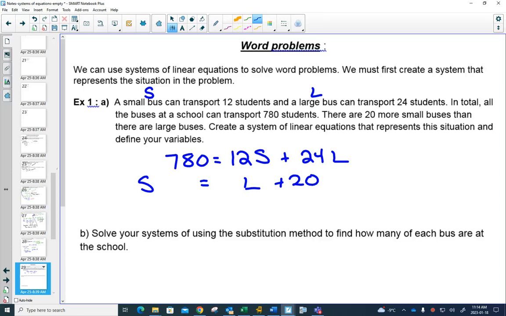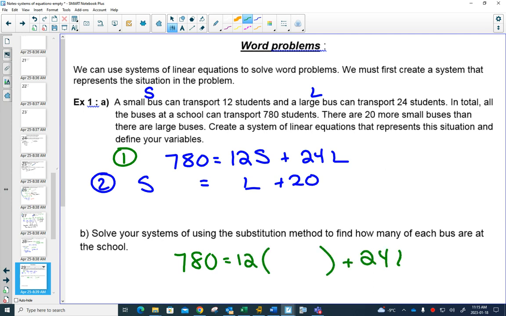But we've got our two equations here. What would I probably use? I would use substitution because the S is already by itself. So I already have in equation 2 the S by itself. So that means I could, in equation 1, rewrite equation 1, but instead of writing the S, I could write L plus 20.